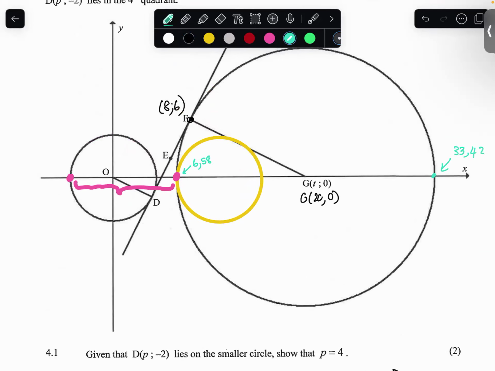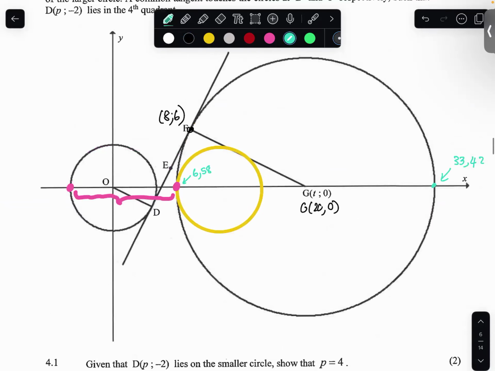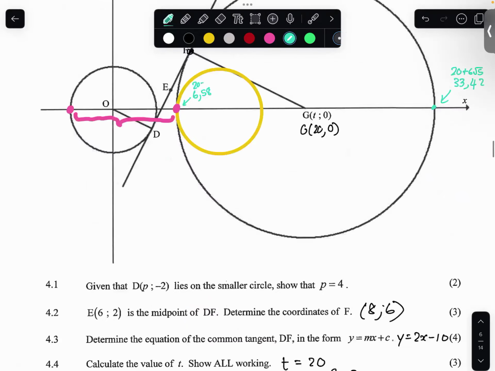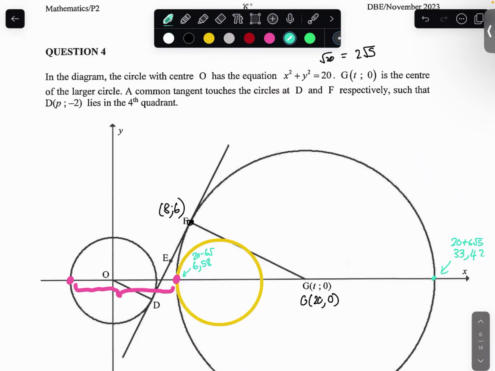This is also known as 20 plus 6 root 5. When you put this in on your calculator and you press SD, it gives you this value. I just wanted to see more or less what the value was. And this one is 20 minus 6 root 5, and when you put that in, it gives you that amount.